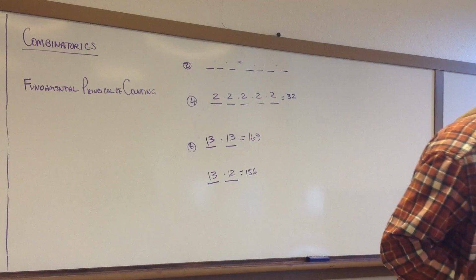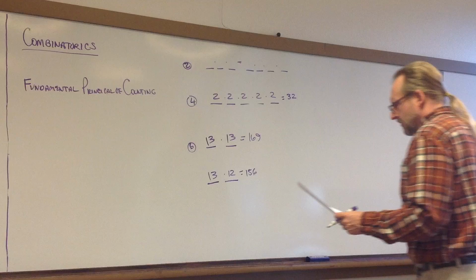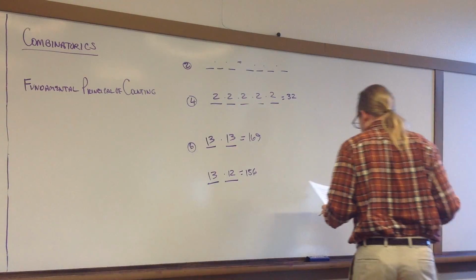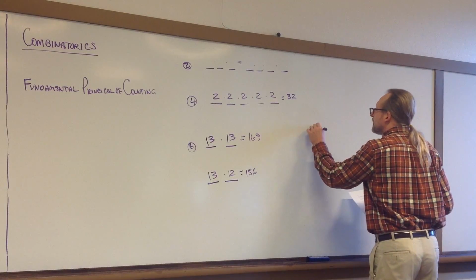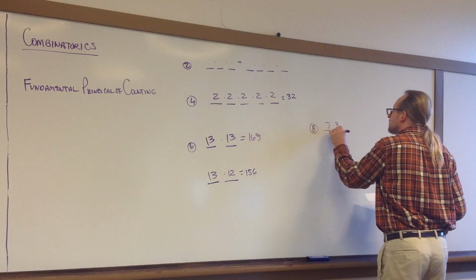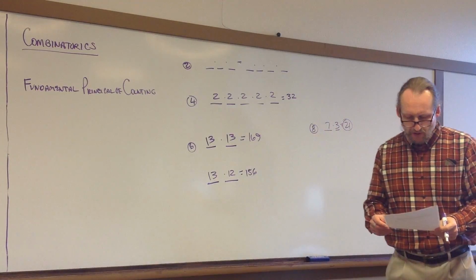Okay, let's see here. Problem 8, baseball team has 7 pitchers and 3 catchers. How many different pitcher-catcher combinations are possible? Pretty straightforward. It's 7 times 3, so there's 21 possibilities. Okay.